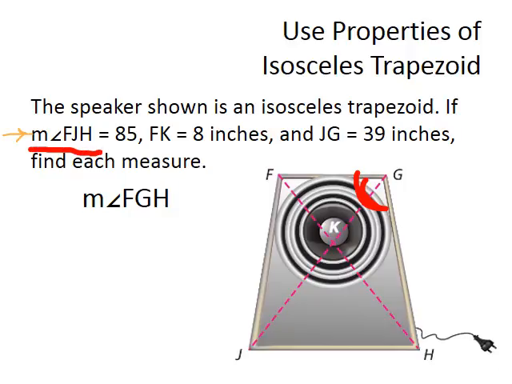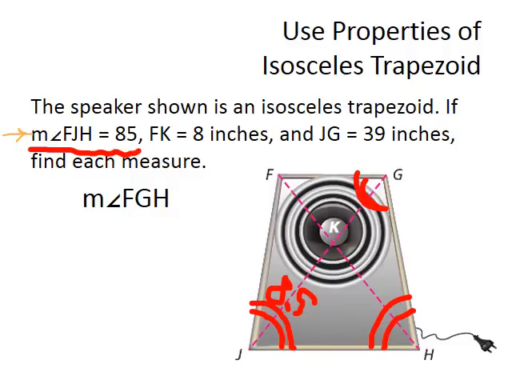And right here we've got the measure of angle FJH, this corner down here, is 85 degrees. All right, so we want to use that angle to find the angle opposite it in the trapezoid. Since this is an isosceles trapezoid, what do we know about the angles? Well, the base angles are congruent. So angle J and angle H, that's a pair of base angles.